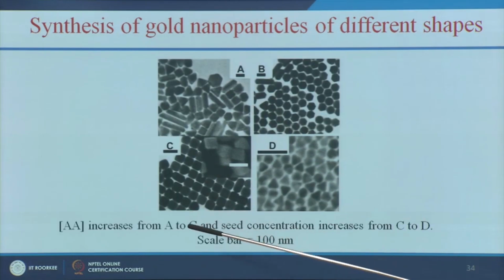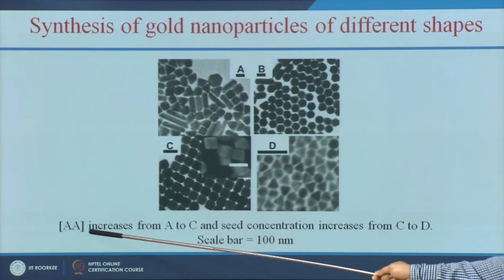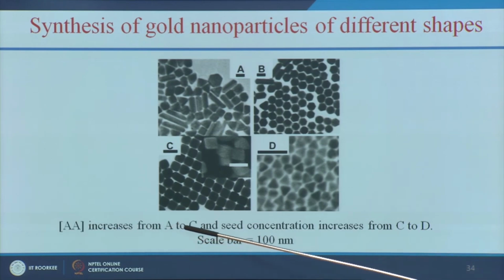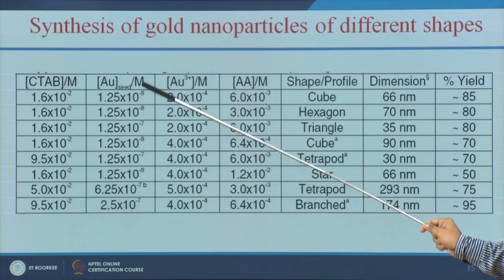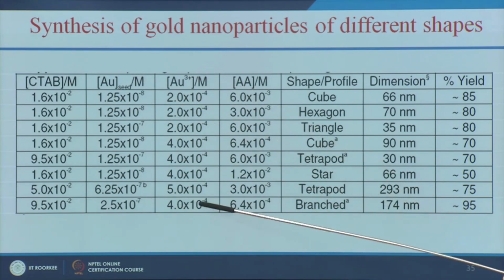Here you can see a simple example. We are going to use ascorbic acid, and we are increasing the concentration of ascorbic acid from A to C. And we are increasing the seed concentration from C to D. When you play around with the ascorbic acid, that is the reducing agent, as well as the seed concentration, we will get different kinds of shapes and sizes. This tabular column will give you a clear idea. If you use this concentration of CTAB, this concentration of Au seed, this concentration of Au3+, and this concentration of ascorbic acid, you will get these different shapes.